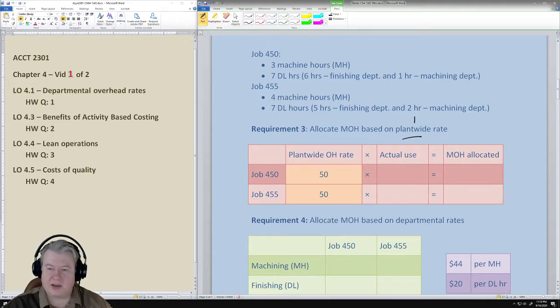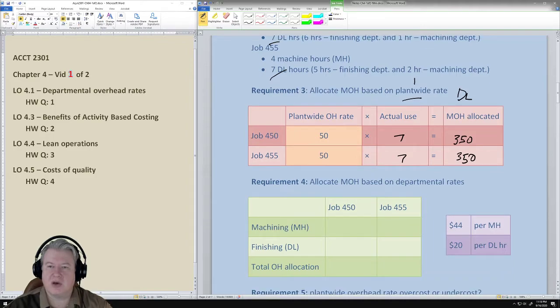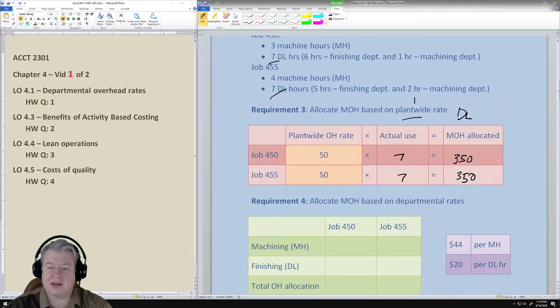Okay, so our actual use, if we look at here, remember the plant-wide rate is based on direct labor hours. So the total direct labor hours is 7 and 7, right? So we would say, okay, actual use here, and these would be 350 to these two jobs. Now, if we go ahead and say, well, what would the allocation rate be if we used the new rates, the two different departmental rates? Well, you have to look here at this amount of money.